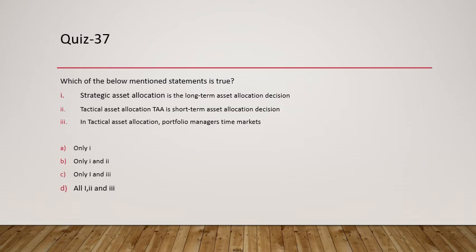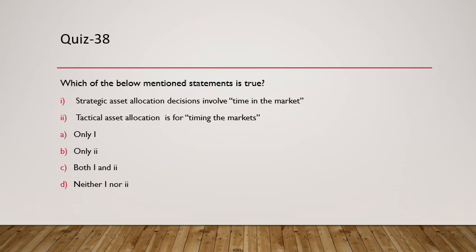Which of the below mentioned statements is true, or rather are true? A strategic asset allocation is the long-term asset allocation decision, correct? Tactical is short-term. In tactical asset allocation, the portfolio manager times the market. This takes us to option D. Basically, all three statements are correct, right? So it should have been "are", I agree, but all three statements are correct. Which of the below mentioned statements is true? Strategic asset allocation decisions involve time in the market, and tactical is for timing the market. Well, such nicely crafted statements. So we have no option but to say that both 1 and 2 are correct.